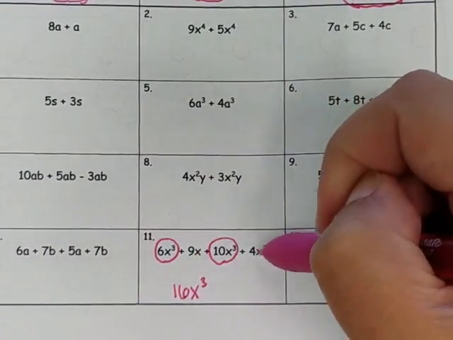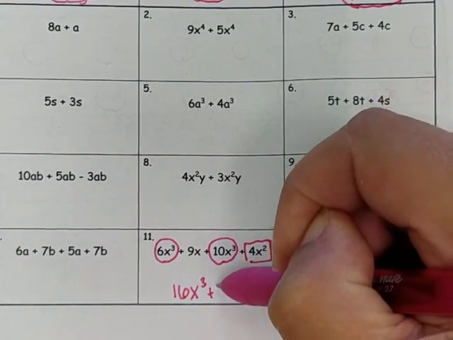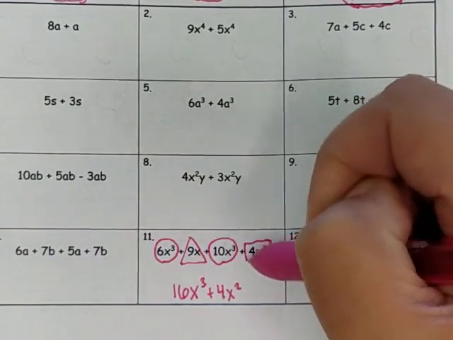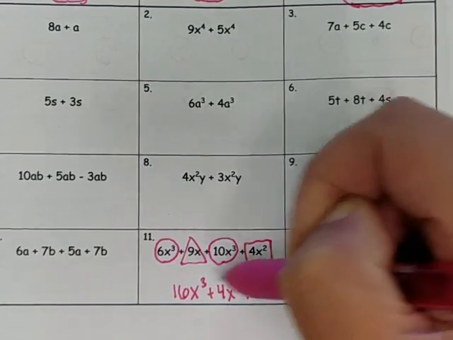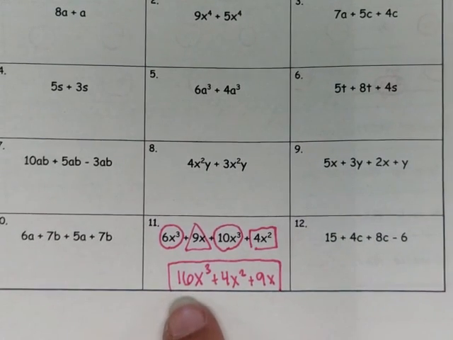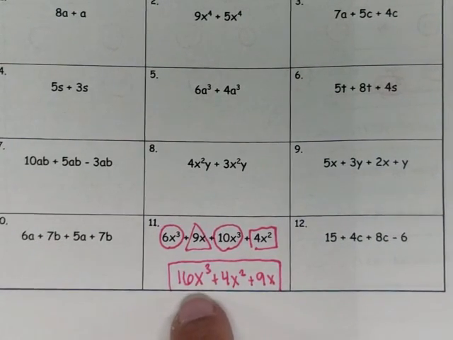And then I have a 9x and then a 4x squared, so those are not even alike. So I'm going to put a box around this one. And then I'm going to put a triangle around this one because that's even different than the other ones as well. And it's positive. So that's my final answer. So here is my 3-term algebraic expression with 16x cubed plus 4x squared plus 9x.